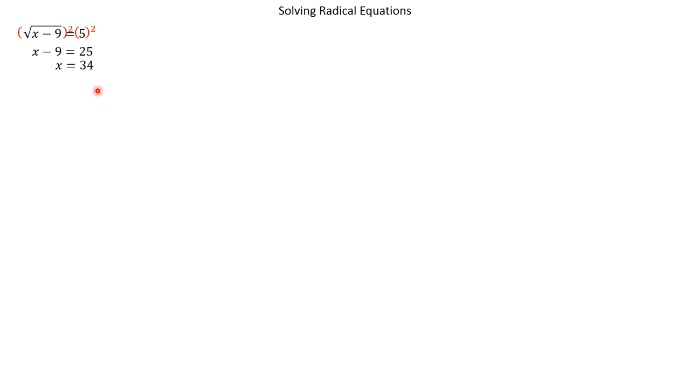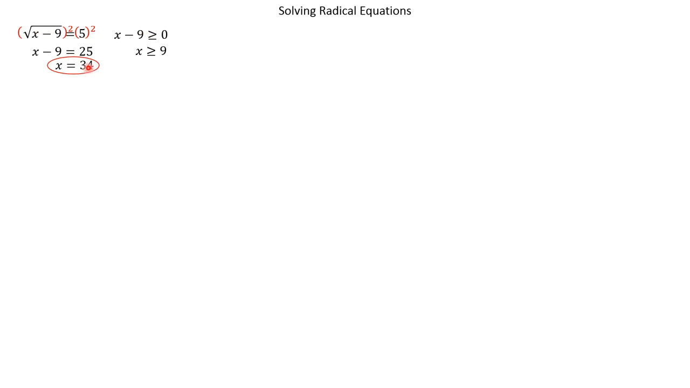We do want to check to make sure it's in the domain. Won't be an issue for these first few problems, but that is nice. X minus 9, what's underneath the square root, has to be greater than or equal to 0, which means x has to be greater than or equal to 9, and 34 is greater than or equal to 9, so x equals 34 is the answer. For a lot of these, this process could happen in your head.